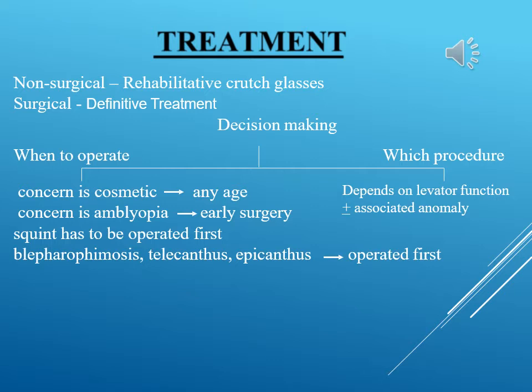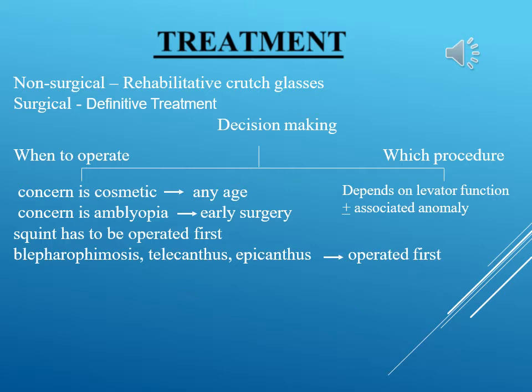The second concern is when the patient is amblyopic. That is, the eyelid is covering the eye and blocking the visual pathway. So this will require early surgery so as to preserve the vision of the patient. Another consideration is the associated abnormalities in the eye, such as squint, blepharophimosis, telecanthus, epicanthus. All these conditions have to be operated first before you operate the patient for ptosis.